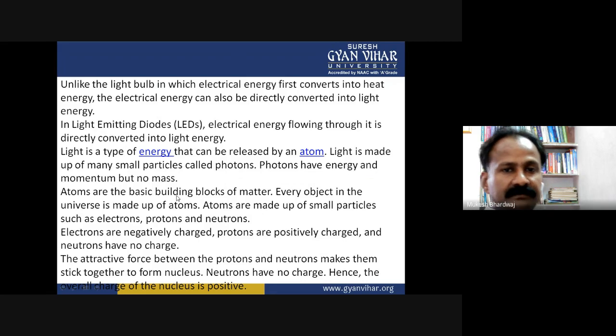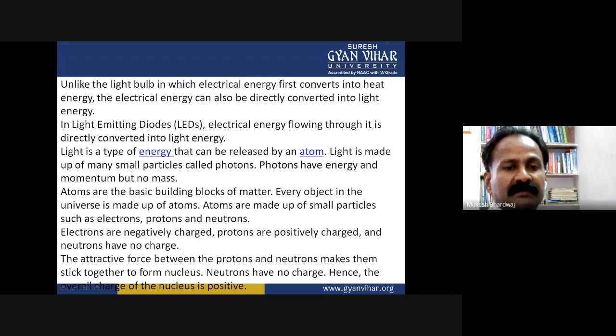Unlike the light bulb, in which electrical energy first converts into heat energy, electrical energy can also be directly converted into light energy. In light emitting diodes, LEDs, electrical energy flowing through it is directly converted into light energy. Light is a type of energy that can be released by an atom. Light is made up of many small particles called photons. Photons have energy and momentum but no mass.